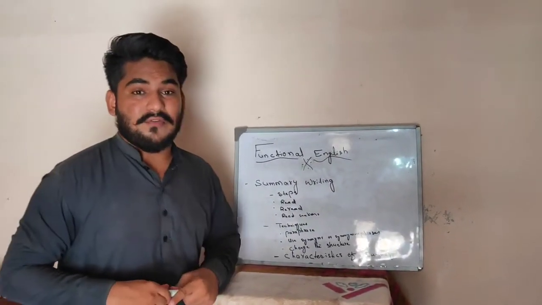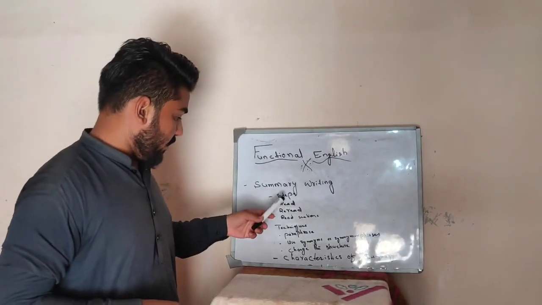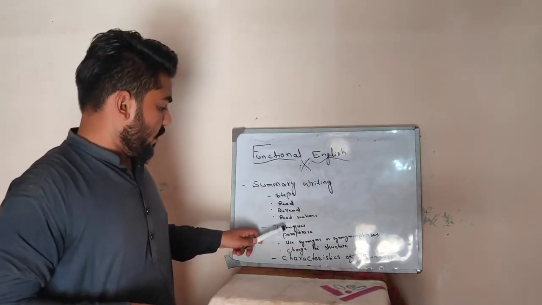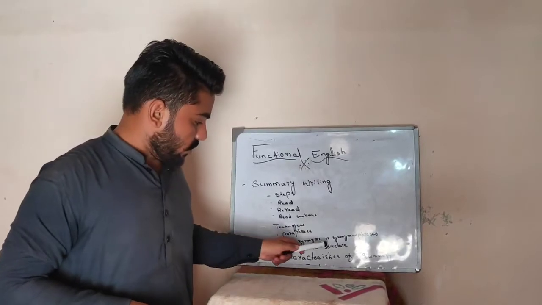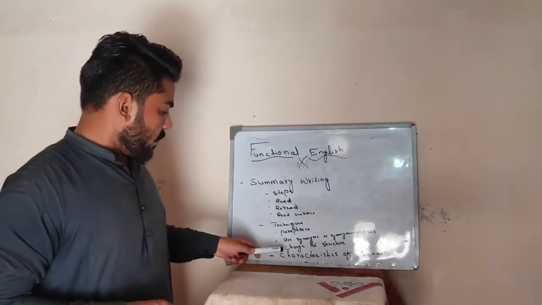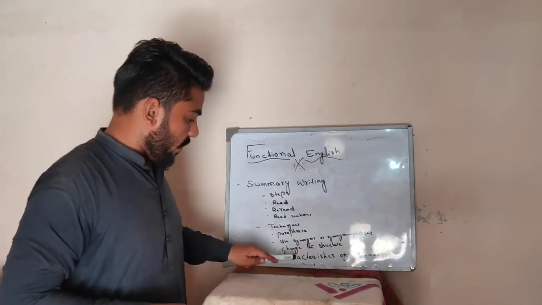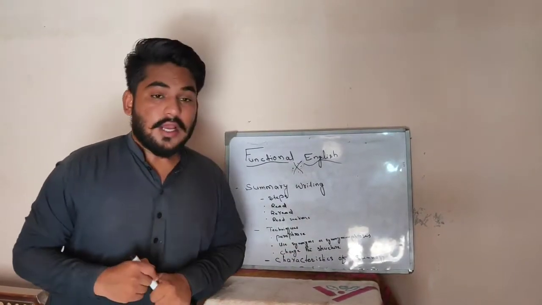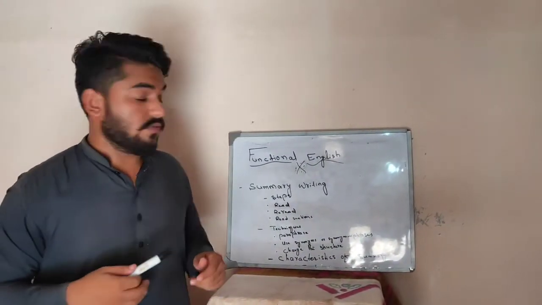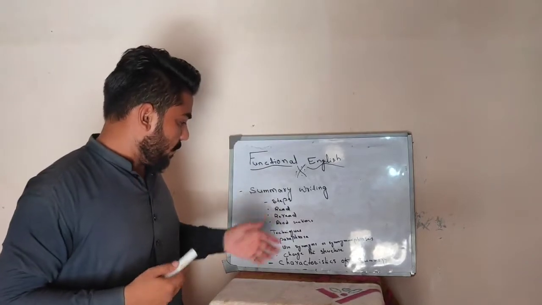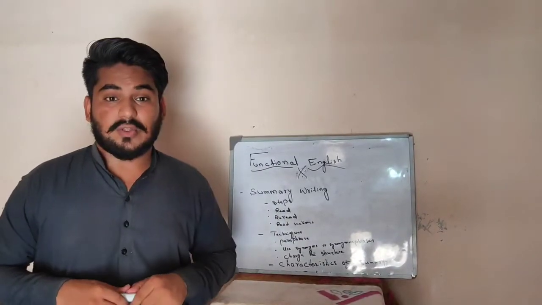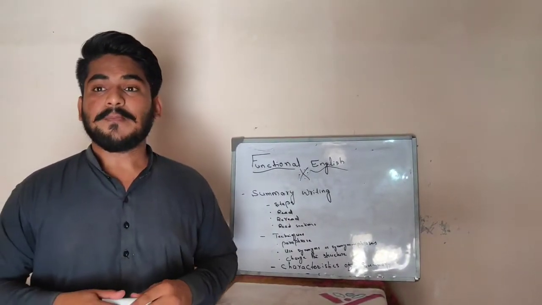The subtopics of my first topic are the steps: read section, then techniques, paraphrase, use synonyms and synonymous phrases, then change the structure, and then characteristics of summary. First of all, I'll start with the subtopics of summary. First, we must know what a summary is.